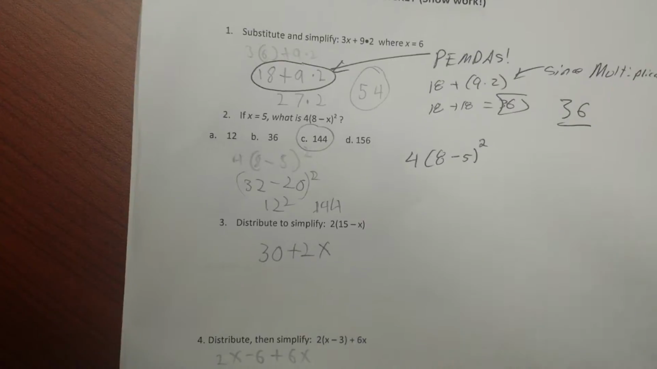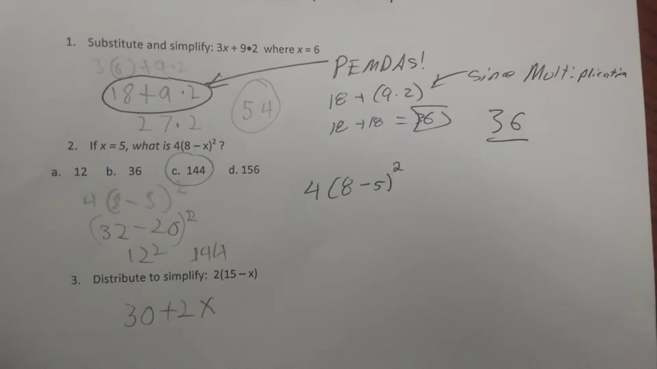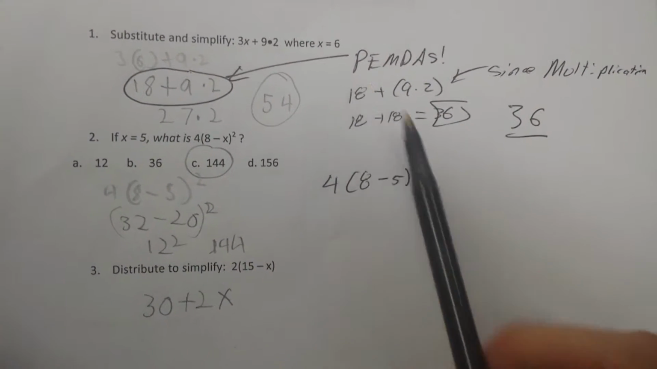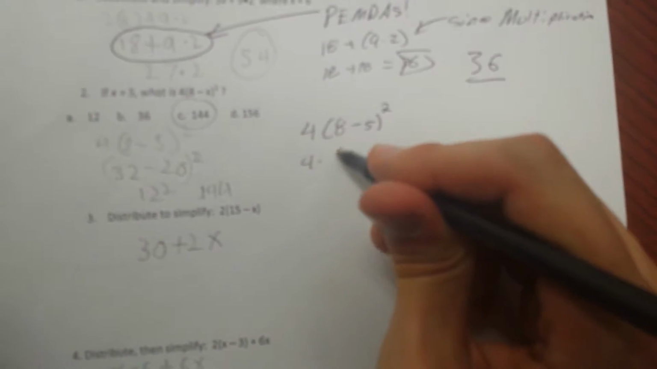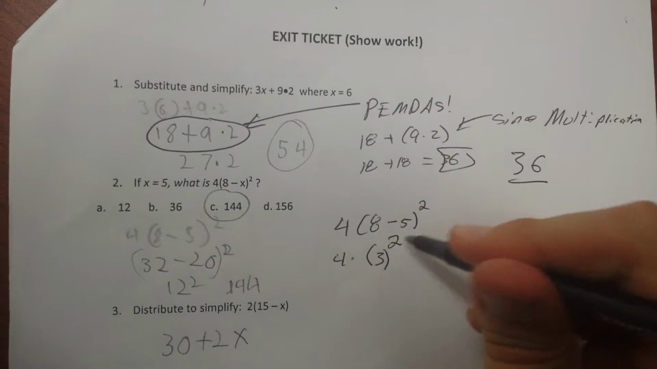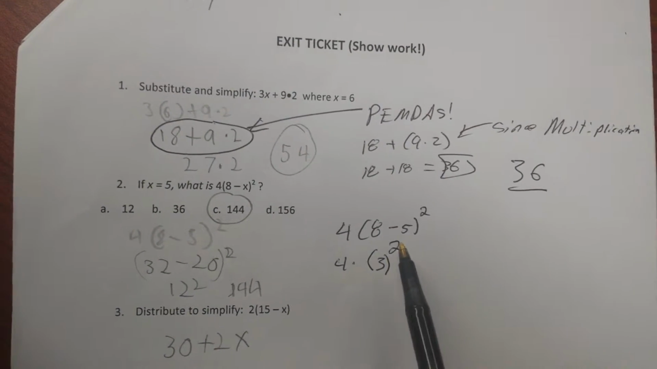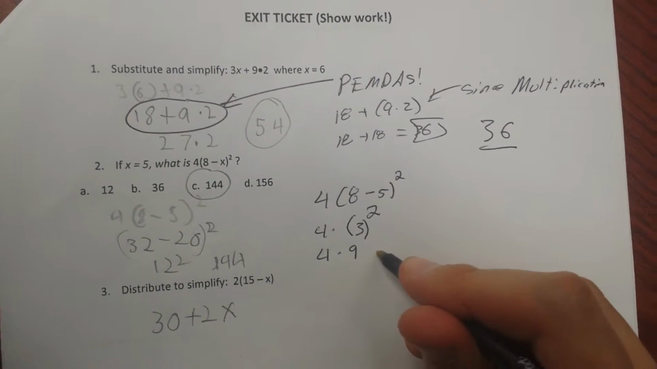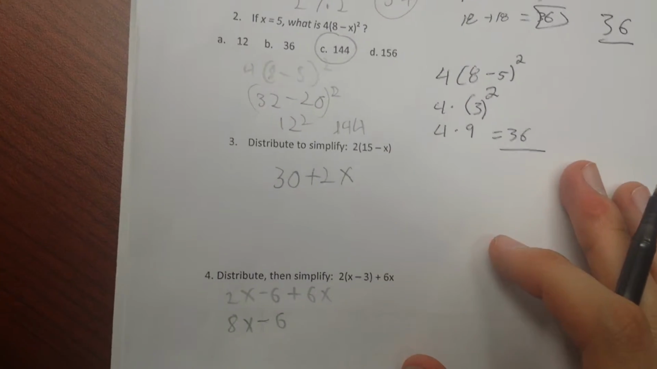Okay? So here's number 2. If x equals 5, what is this expression? So the first step we do is we plug in 5 for x, and then looking at PEMDAS, we do P for parentheses. This will be 4 times 8 minus 5 is 3. That's our step in the parentheses. Don't forget the squared. So the second step in PEMDAS is E, exponents. 3 squared is 9, so this will be 4 times 9. And then that's multiplication. That's the only step we have left. And this answer as well is 36.